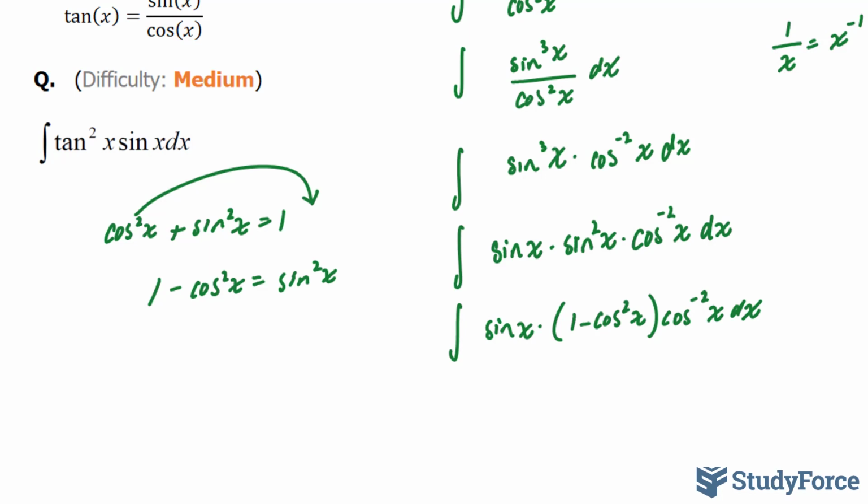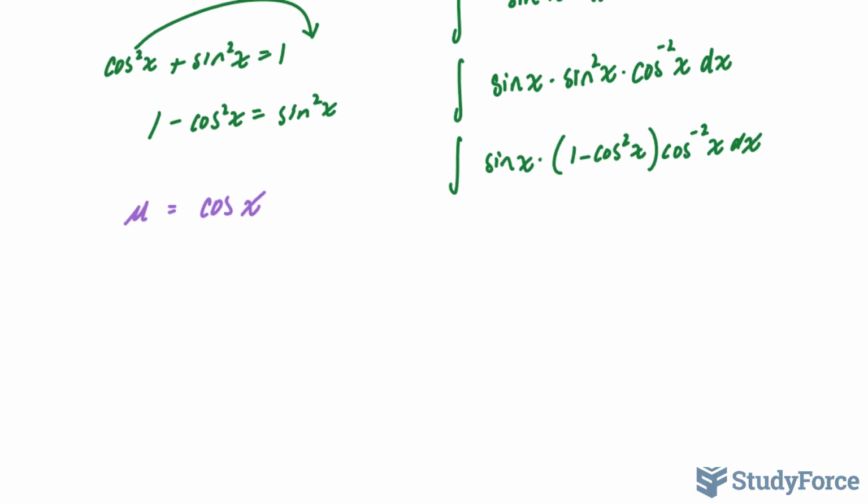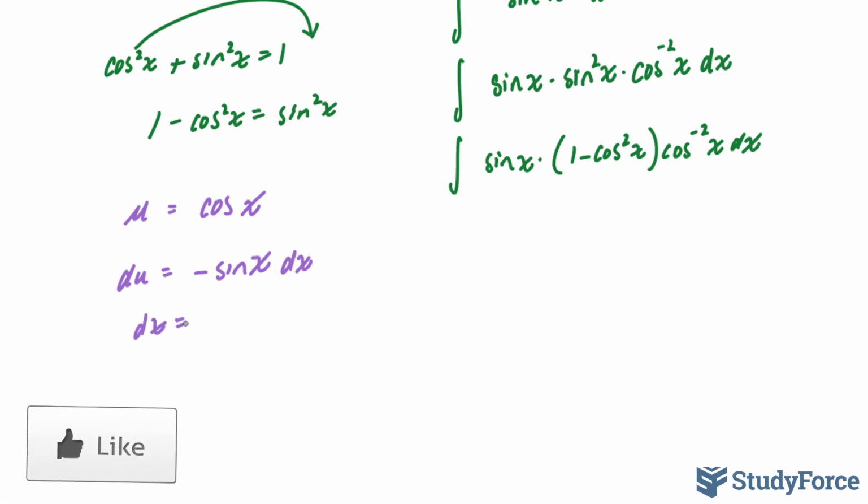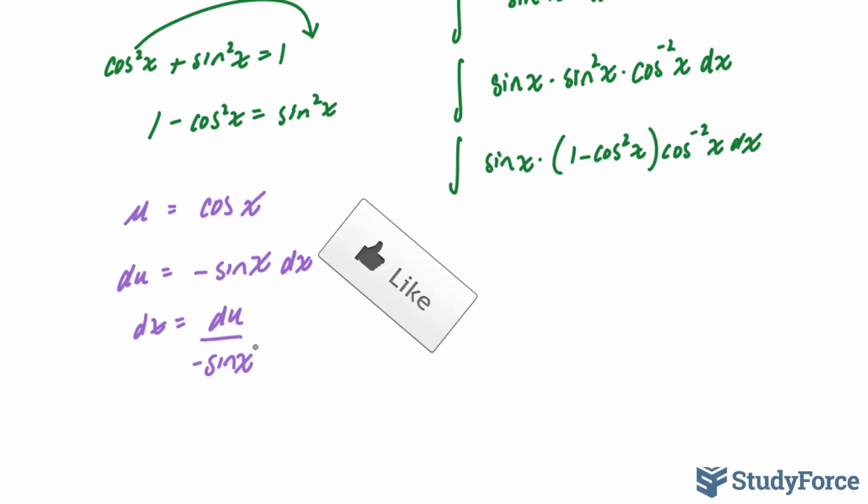I'm going to assign my u as cosine. So u is equal to cosine x. And watch what happens. If I take the derivative, I end up with du is equal to negative sine x dx. Solving for dx, I get du over negative sine x.